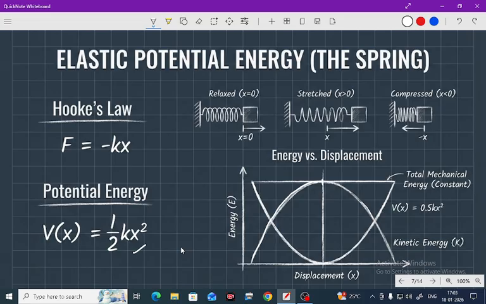See, the potential energy is maximum at the end, that is half kx square or 0.5 kx square, and this is the total mechanical energy. You see here, the potential energy is maximum at the extreme point, and at the equilibrium position it is 0. So the total mechanical energy is this straight line, that is kinetic energy plus potential energy. So this is the elastic potential energy of a spring.